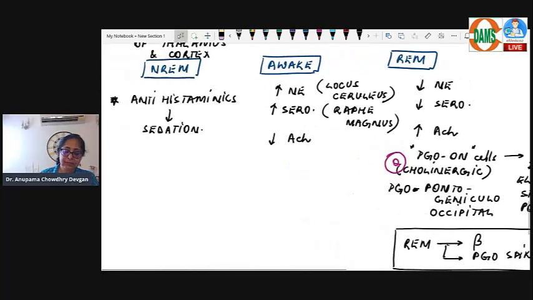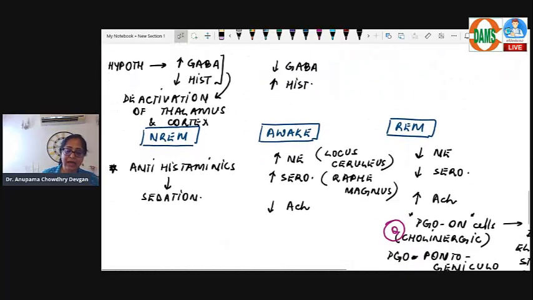Then, hypothalamus: in NREM sleep, there is an increase in GABA, decrease in histamine. Awake state, decrease in GABA, increase in histamine, right? Opposite to what you have seen in NREM sleep. So these are the neurotransmitters associated with sleep.